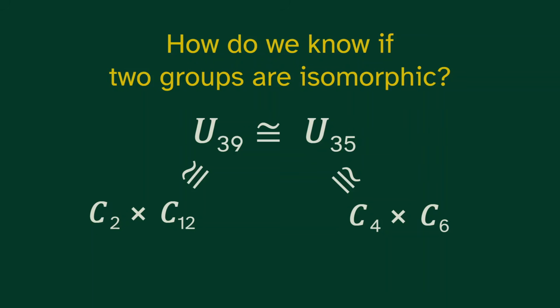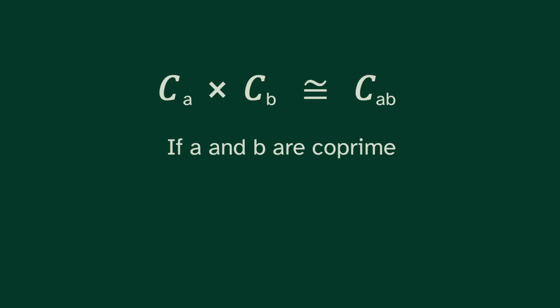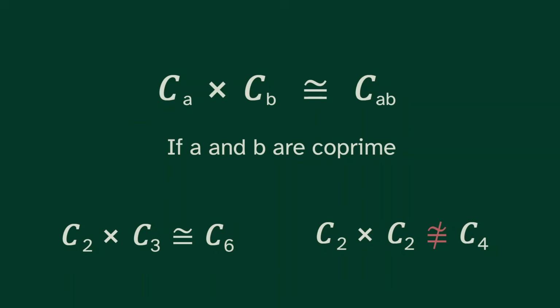appear different, but they're the same, because we can split that 12 cycle into a 3 and 4 cycle, and similarly we can split that 6 cycle into a 2 and 3 cycle. And so this makes things a little bit trickier. Any cycle of order AB can be split into separate A and B cycles, if A and B are co-prime. And so a 2 and a 3 cycle is the same as a 6 cycle, but a 2 and a 2 cycle is not a 4 cycle, and that's why U12 is not U5.